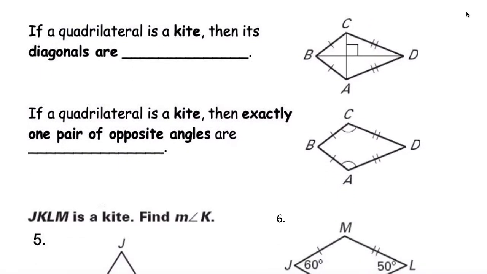Let's look at the last quadrilateral we're going to be looking at, which is called a kite. Like the kite that you fly in the sky on a windy day. If a quadrilateral is a kite, then its diagonals are perpendicular.